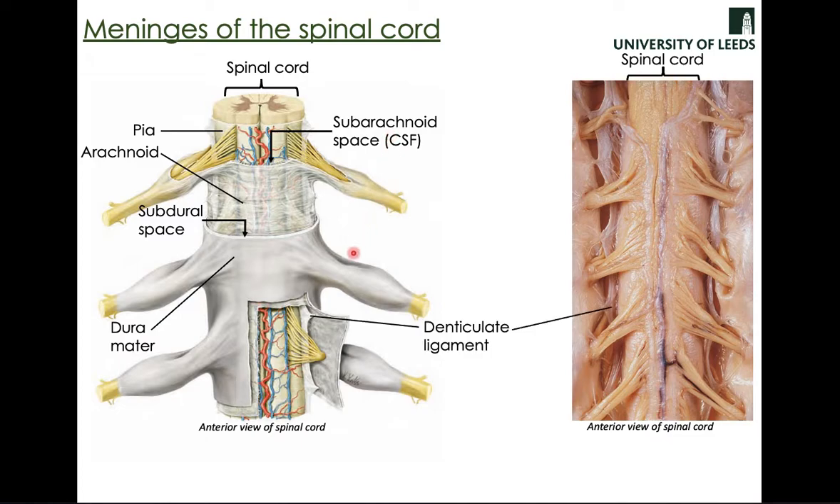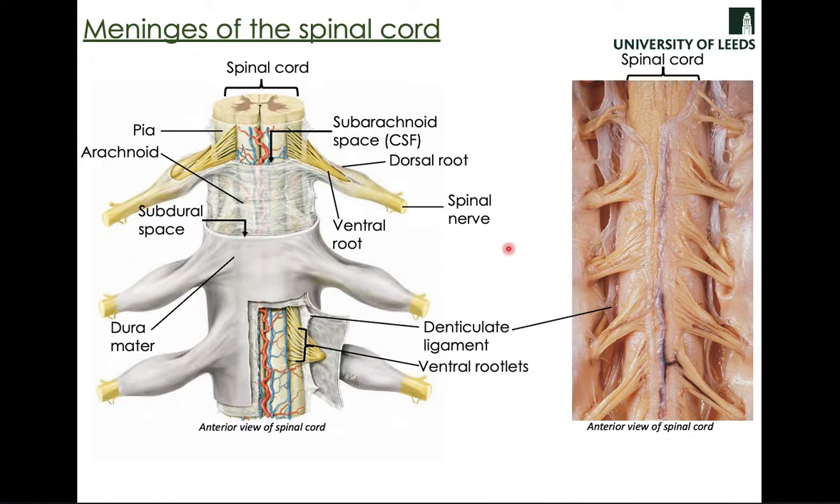We have those denticulate ligaments, which are lateral extensions from the pia, and what they do is secure the spinal cord on each side, laterally through the arachnoid to the dura. So they are lateral attachments of the spinal cord, again to prevent excessive movement. Those denticulate ligaments, we find them interspersed between those spinal nerve roots.